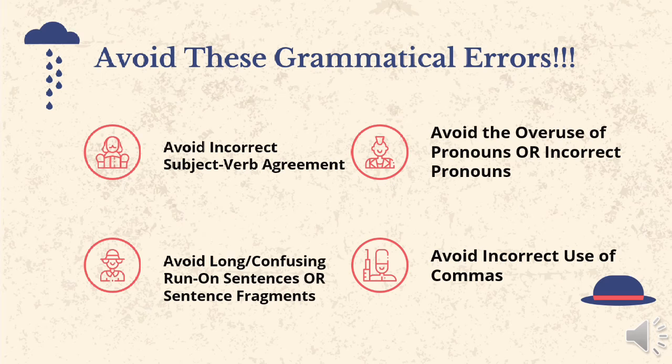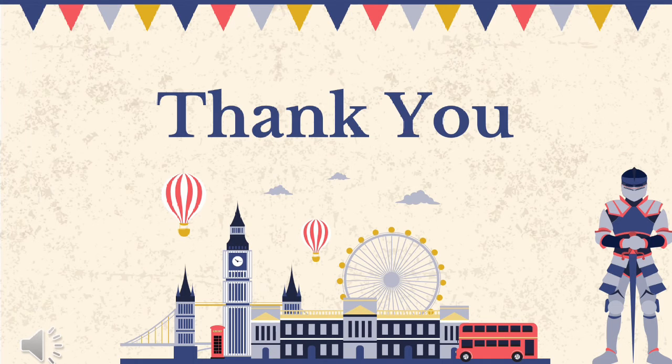Here are some tips for you guys to avoid making mistakes when using the English language, which are: avoid incorrect subject-verb agreement, avoid the overuse of pronouns or incorrect pronouns, avoid long and confusing run-on sentences or sentence fragments, and the last one is avoid the incorrect use of commas.